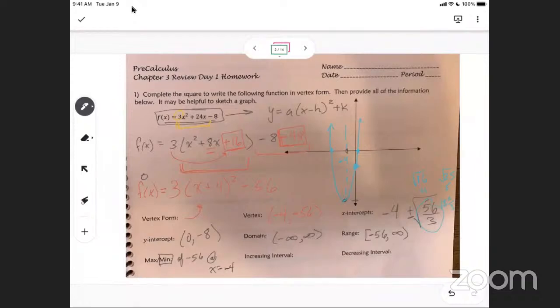Okay. Where is the increasing interval? Well, it's increasing to the right of the vertex, right? From left to right, it's going up if you're to the right of the vertex. So that interval would be from -56. I'm sorry, I did that wrong. From -4, you always write the increasing and decreasing interval in terms of the x-axis. So for what x values is it increasing? From -4, from right there all the way to infinity.